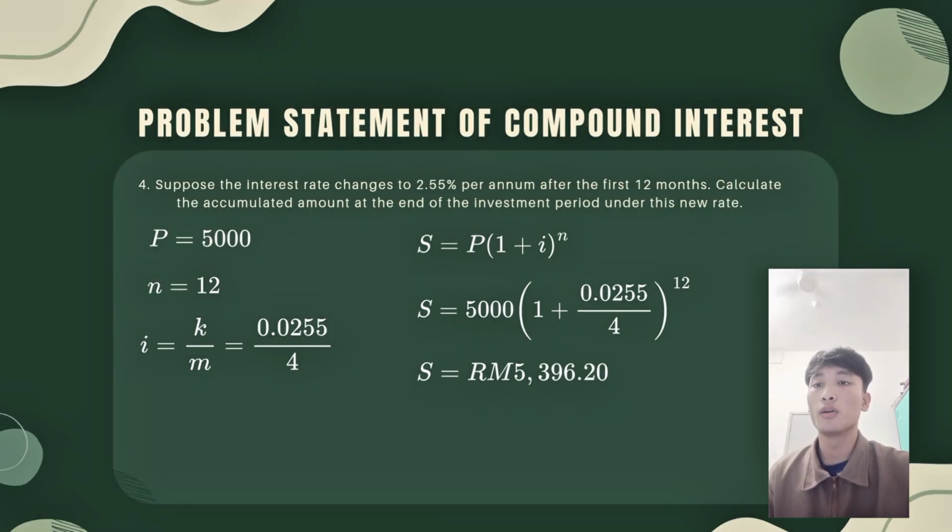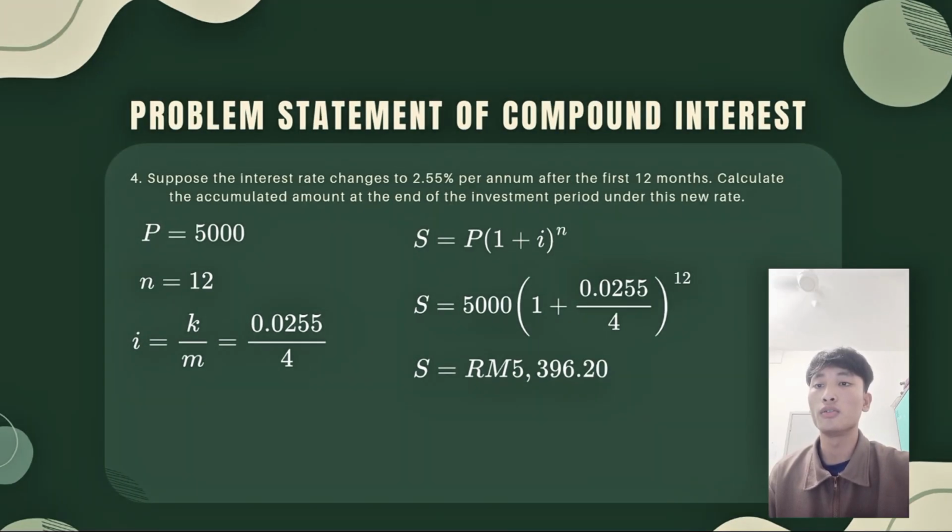The fourth question of compound interest is, suppose the interest rate changes to 2.55% per annum after the first 12 months. The question asks us to calculate the accumulated amount at the end of the investment period under this new rate. First, we identify P, which is 5,000, n equal to 12. To get i, we divide k with m, where k equal to 0.0255, then divided with m, which is 4. So the formula that we'll be using is S equal to P multiply, open the bracket, 1 plus i, close the bracket, power by n.